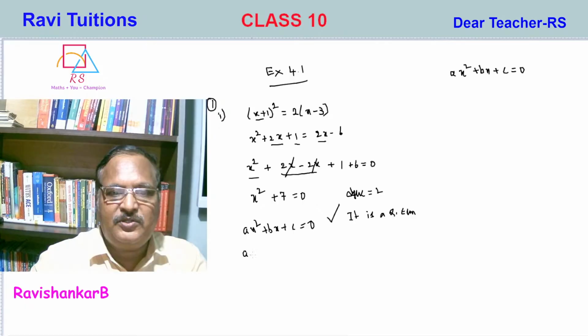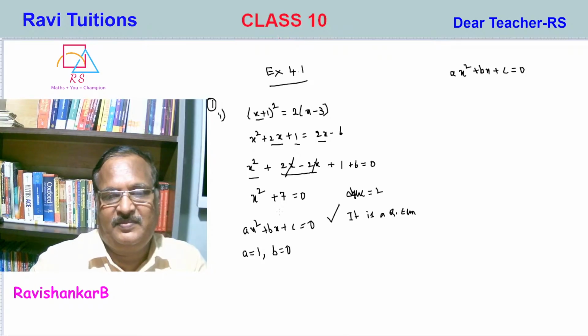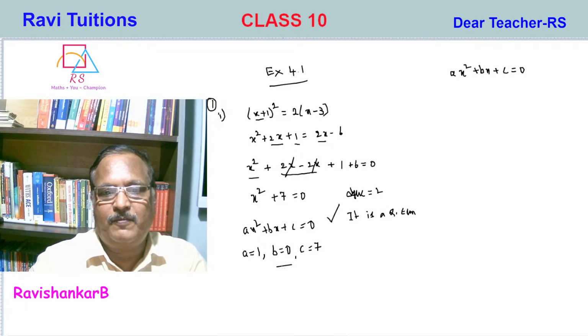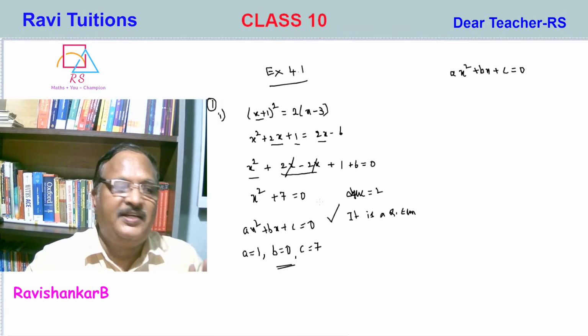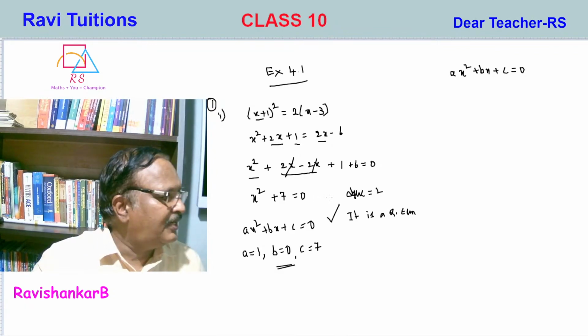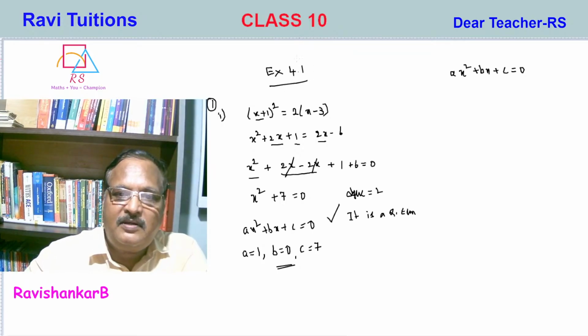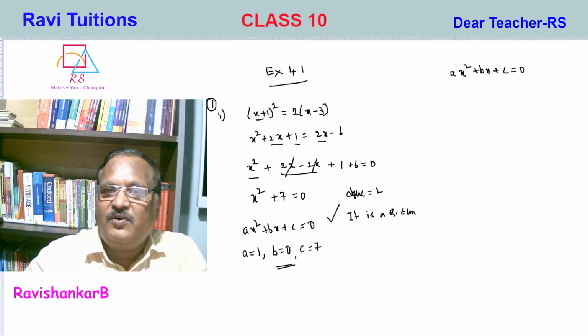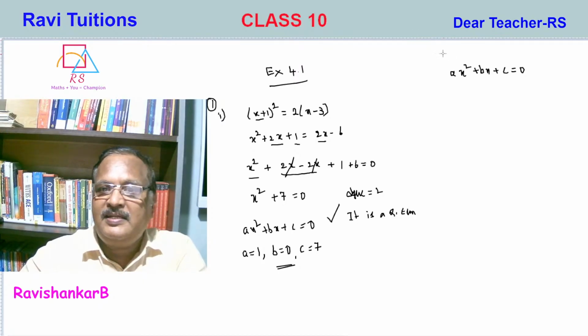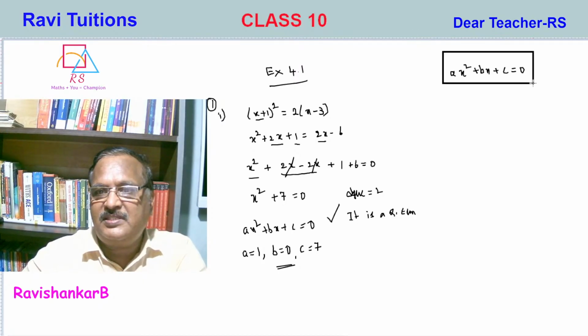A is equal to 1 and b is equal to 0 because there is no x term. So b is 0 and constant c is equal to 7. So it is a quadratic equation. That means you have to bring the entire thing to the standard form. This is the standard form. So it is a simple algebraic process. You have to bring it out.